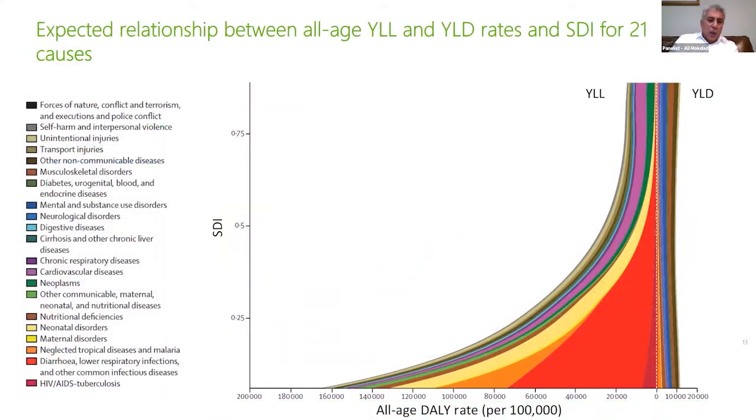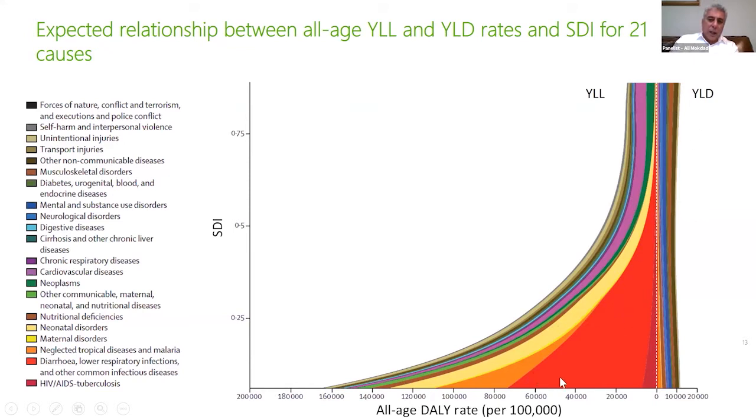In GBD, we do something called the socio-demographic index. This is my favorite slide from GBD, which is a combination of fertility, education, and income, GDP. And I am ranking countries here on the y-axis from the lowest SDI to the highest. And then as you can see here, I'm splitting YLL and YLDs.